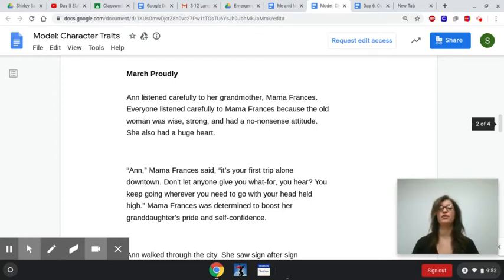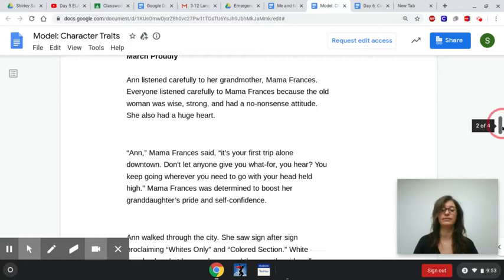Anne listened carefully to her grandmother, Mama Frances. Everyone listened carefully to Mama Frances because the old woman was wise, strong, and had a no-nonsense attitude. She also had a huge heart. Anne, Mama Frances said, it's your first trip downtown. Don't let anyone give you what for. You hear? You keep going wherever you need to go with your head held high. Mama Frances was determined to boost her granddaughter's pride and self-confidence.